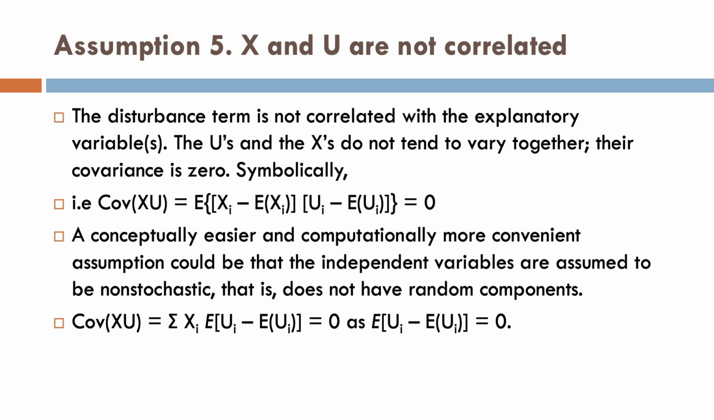A conceptually easier and computationally more convenient assumption could be that the independent variables are assumed to be non-stochastic, that is, they do not have a random component in them. Therefore, the covariance of x and u is equal to sigma x_i times (expectation of u_i minus expectation of u_i), which is equal to 0, as expectation of u_i minus expectation of u_i is equal to 0.